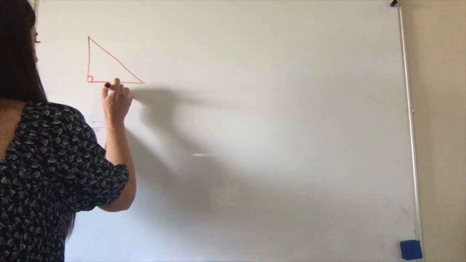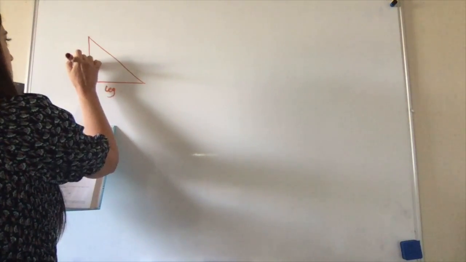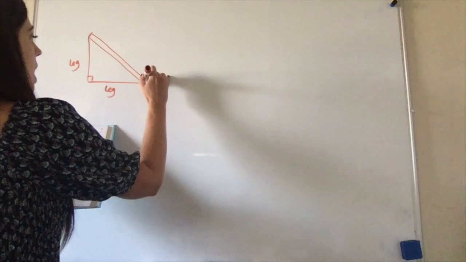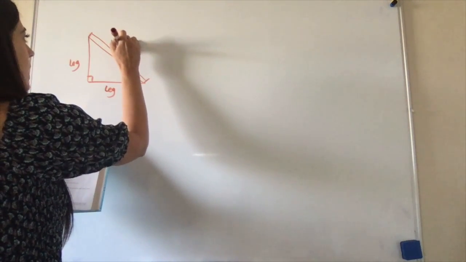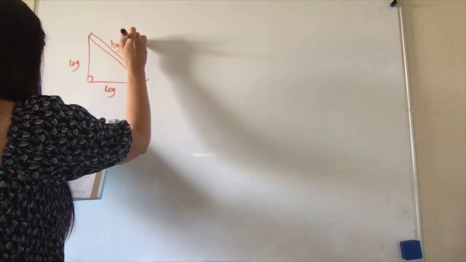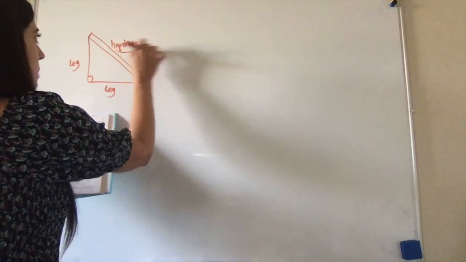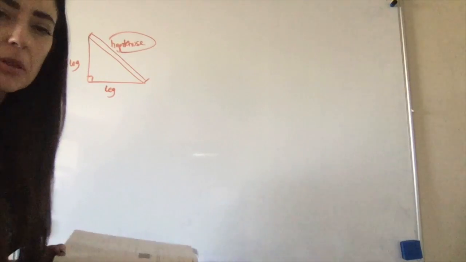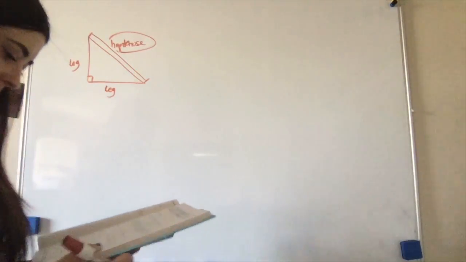We call this the leg of the triangle. We call this the leg of the triangle. The long side of the triangle is called the hypotenuse. Hypotenuse, okay? So that's a vocabulary word you need to memorize. You're going to deal with it a lot.